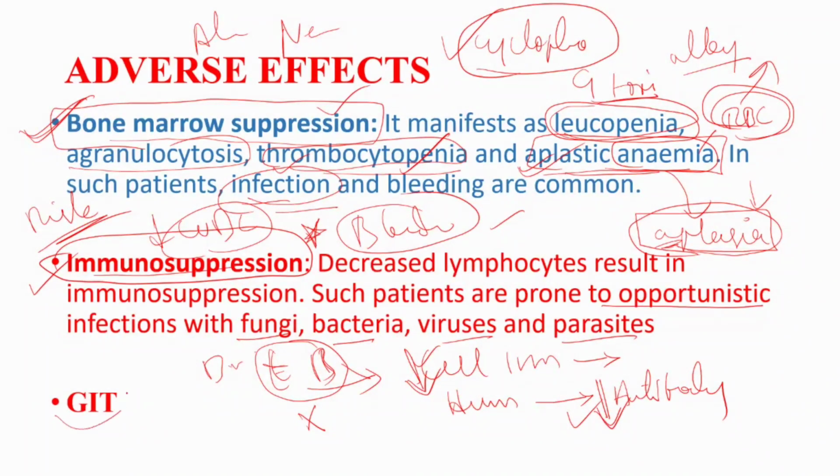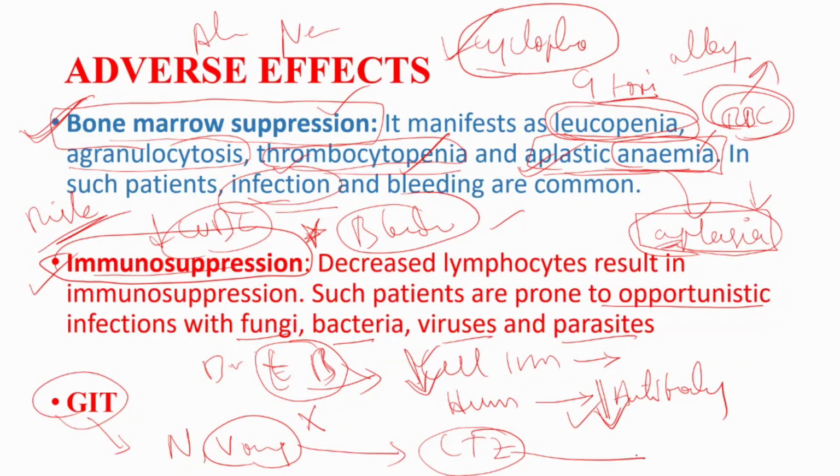And next, GIT. The adverse effects associated with GIT are nausea and vomiting. Very, very important, because cyclophosphamide directly goes and triggers the CTZ in the brain, and with that, the patient will have vomiting.